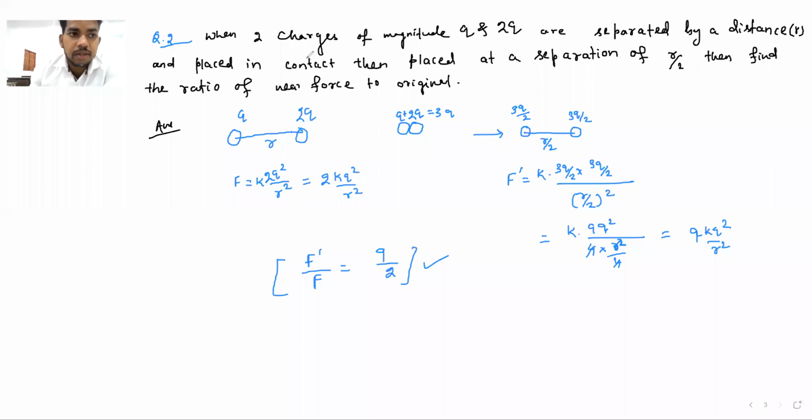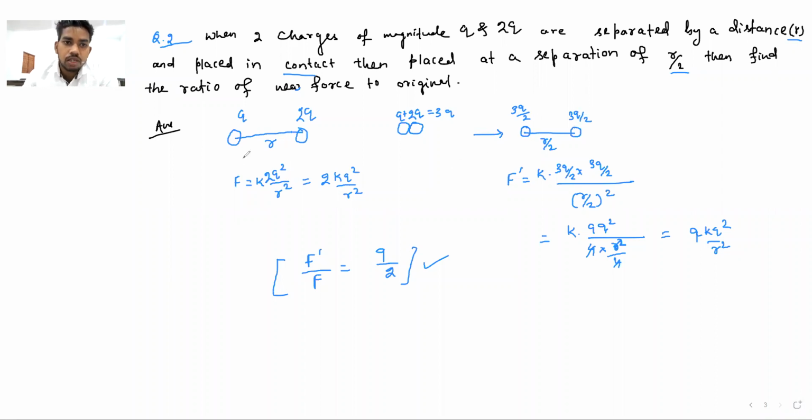So the question is given here: when two charges of magnitude q and 2q are separated by a distance of r and placed in contact and then placed at a separation of r by 2, then find the ratio of new force to original force. So initially, in the diagram you can see q and 2q, the initial distance is r, and after some time they are placed in contact, so the total charge will be 3q and after separation their charge will be equally divided, it will be 3q by 2, 3q by 2.